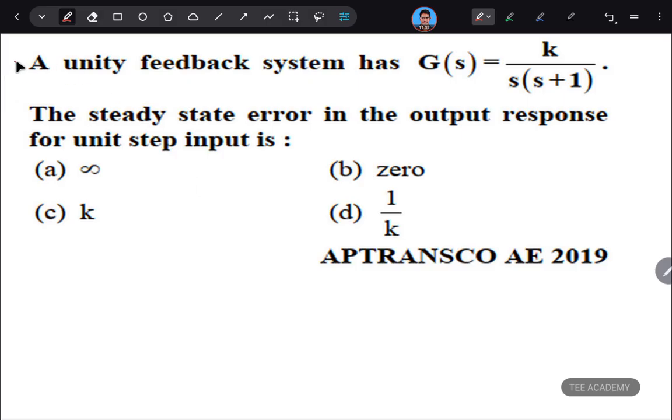Next question, friends. A unity feedback system has G of s equal to k divided by s into s plus 1. The steady state error in the output response for the unit step is... This is one of the important questions of any TRANSCO AE papers, either TS TRANSCO, AP TRANSCO, or any examination. One question will be there in the steady state error concepts in the output response for unit step input. The options are A infinity, B 0, C k, D 1 by k.